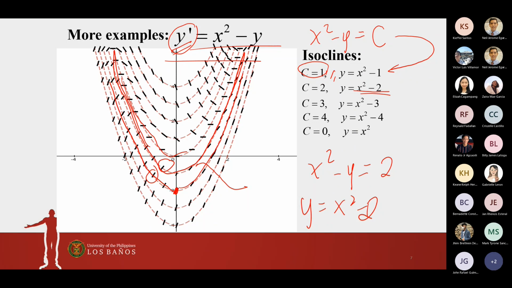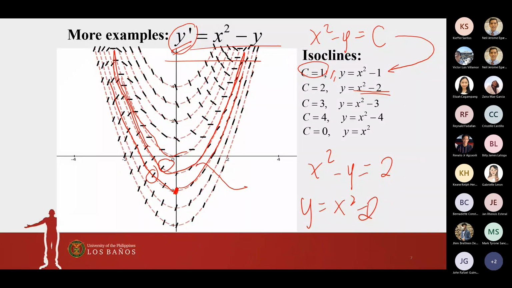And then you need to do this for much more values of c para makita natin yung pattern. Right? And what you get here, yung collection ng mga line segments, yun yung tinatawag natin na direction field. Right? Isoclines, sila yung mga curves, yung mga dotted curves. Tapos yung collection ng mga line segments, sila yung tinatawag na direction fields.